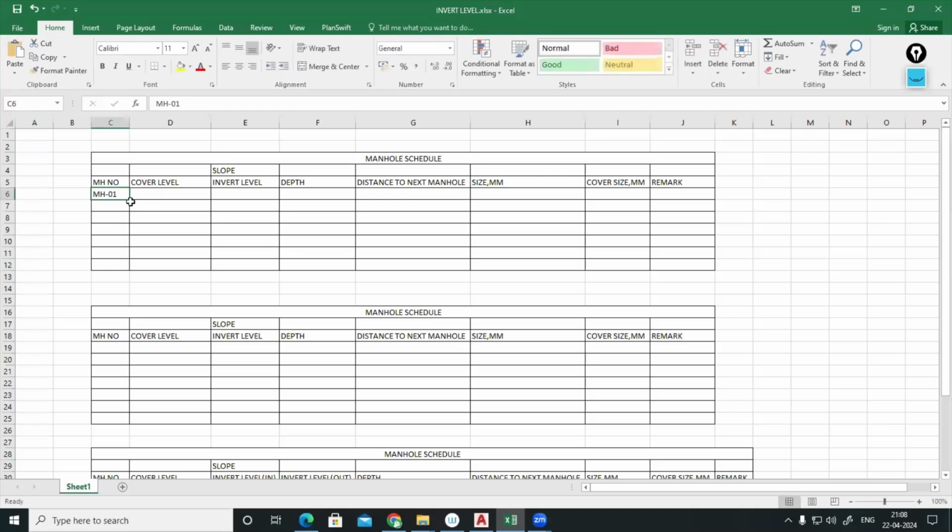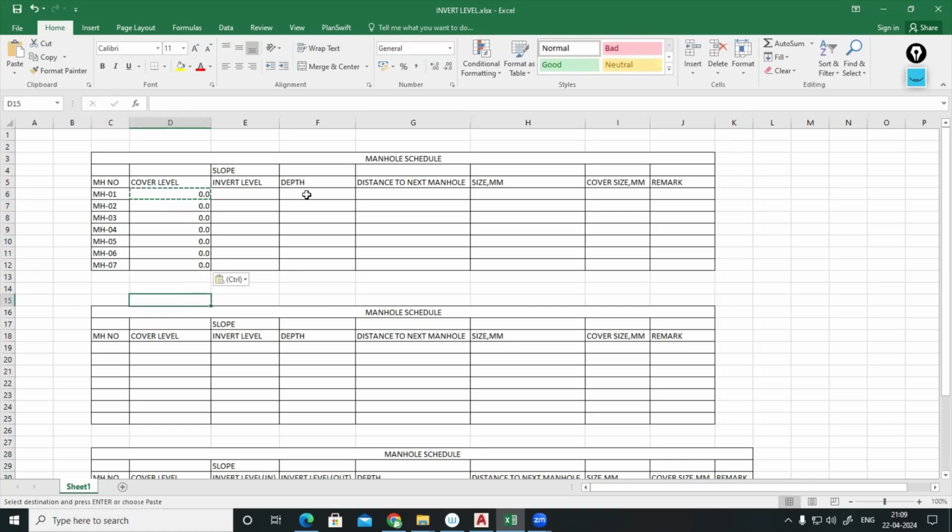Like that, how many manholes? Manhole number 9. Sorry, 7 manholes I am having. For each manhole, the cover level, from the top of the manhole to the ground level, that surface, what level is it? 0, 0 only. Meter 0, 0. So all of them are at 0 only, so I'll be marking it.